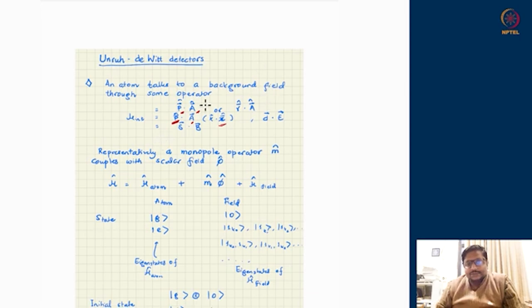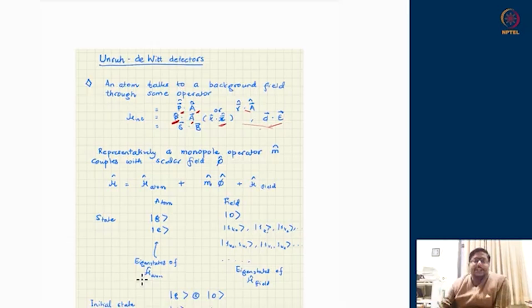Together with some manipulations we can write down this term as a D dot E term as well, where D is the dipole moment of the atom and E is the electric field of the background. Similarly, if there is a spin which is talking to a magnetic field, again if I do a consistency analysis, we will get a Hamiltonian having an interaction term of the sort S dot B, where S is the spin sector coming from the atomic side and B is the background magnetic field.